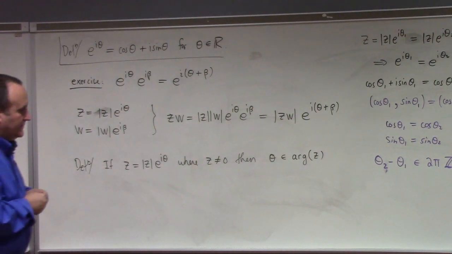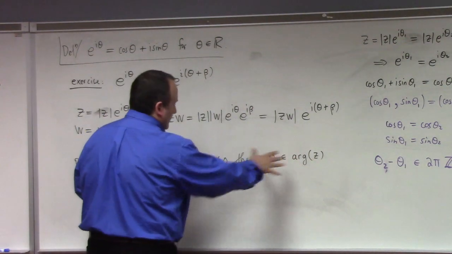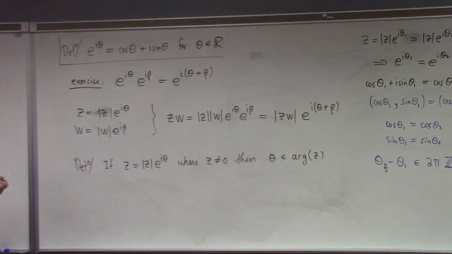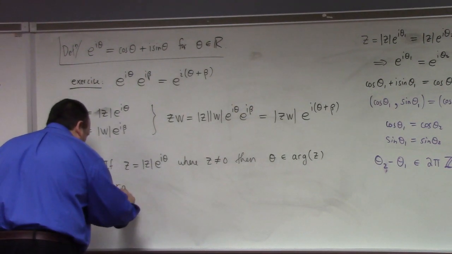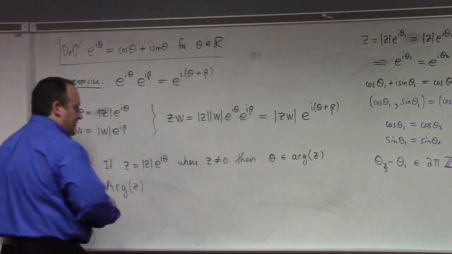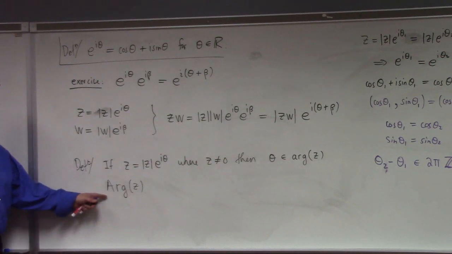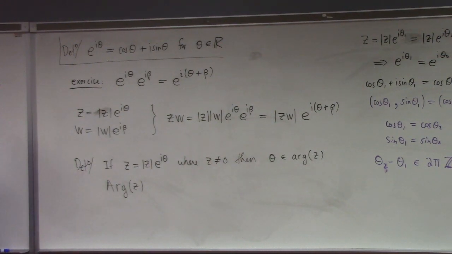So it's useful to make a choice, and here's the definition: capital Arg z. You're like, I thought you already said arg. No, I'm saying Arg z. Sorry, it's horrible.